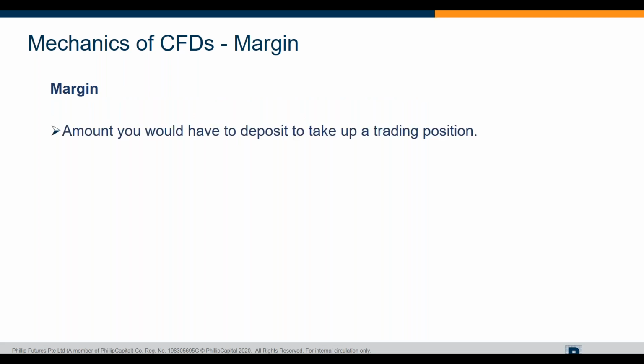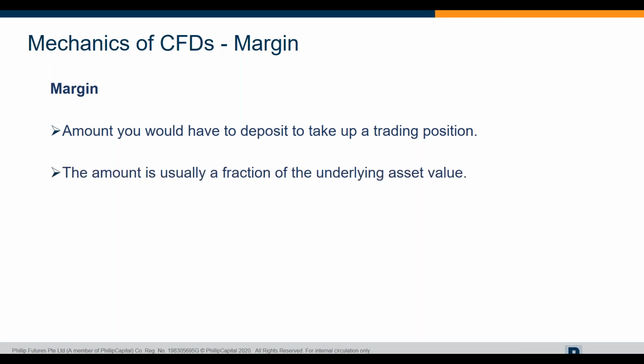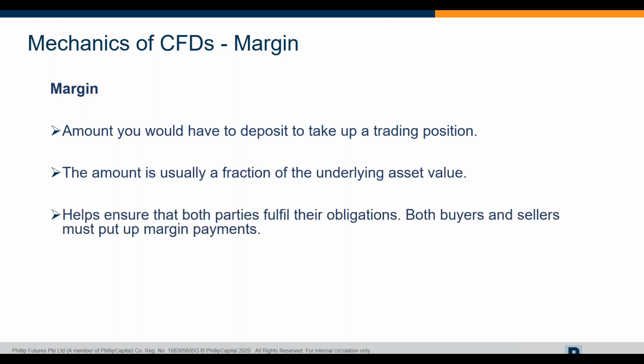So first of all, let's talk about margin. Margin is basically the amount you have to deposit to take up a trading position. It is usually a fraction of the underlying asset value, normally a percentage. What the margin does is help ensure that both parties fulfill the obligation. Like, I'm entering into this contract, so I need to put up an initial deposit to make sure that I have some deposit with the counterparty. This protects both sides, the buyers and also the sellers.